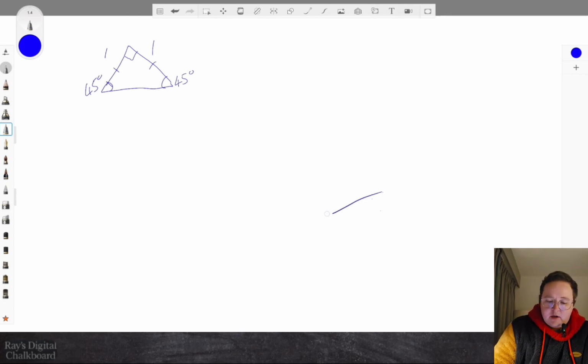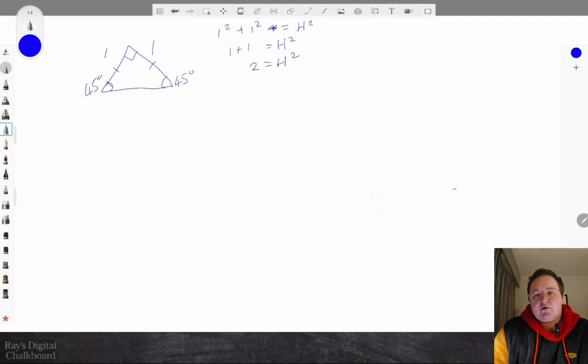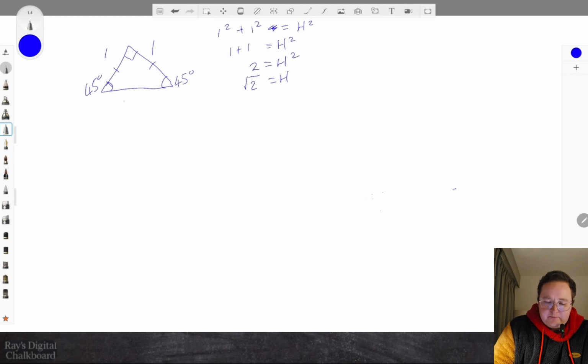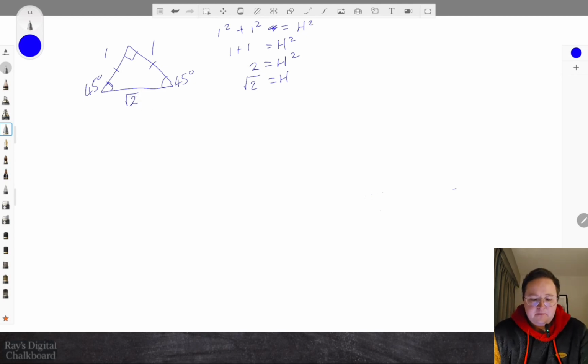So that is 1 squared plus 1 squared is equal to the hypotenuse squared. So 1 plus 1 is equal to the hypotenuse squared, which means the hypotenuse squared is equal to 2. And that means that our hypotenuse is root 2. So that gives us the length for that one.